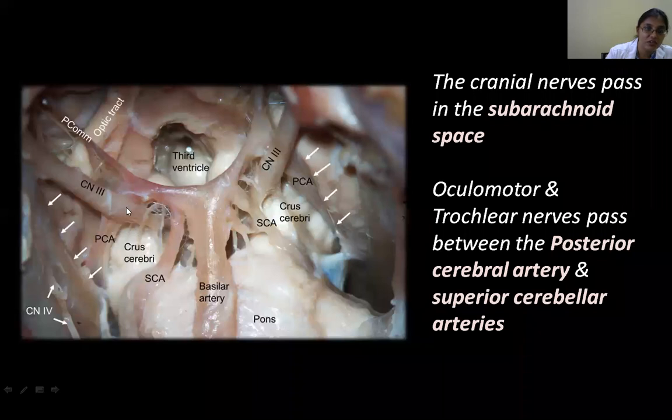Between these two you can see cranial nerve 3. Between the superior cerebellar artery and the posterior cerebral artery, the cranial nerve is exiting like this. This is the crus cerebri, just medial to it. And then here, they're again related to the posterior communicating artery. So any aneurysm in this region or here, there is a chance of compression of cranial nerve 3.